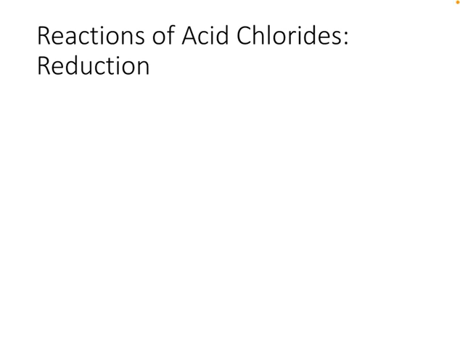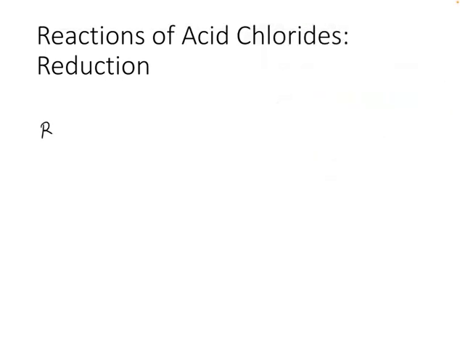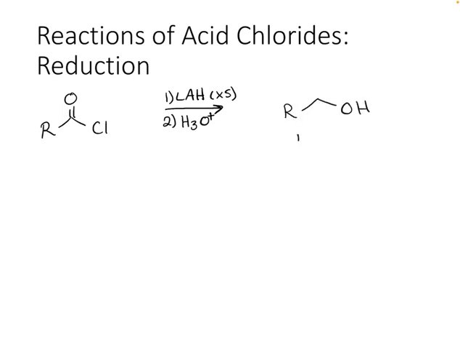Everyone, in this video we're going to wrap up our discussion on acid chloride reactions. So the first one is reduction. If we're starting with our acid chloride and we want to reduce it, we're going to use lithium aluminum hydride, which we've seen before, followed by either water or acid to protonate the oxygen. And that's going to give us a primary alcohol.